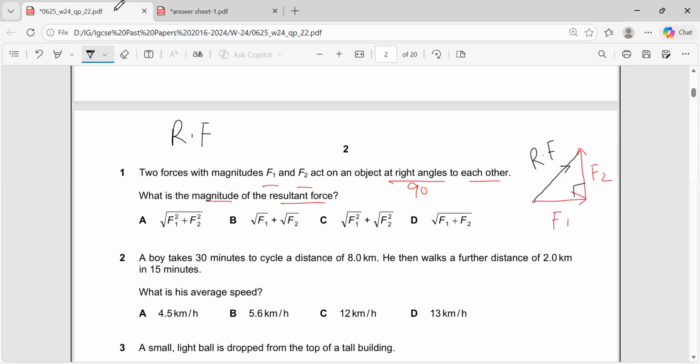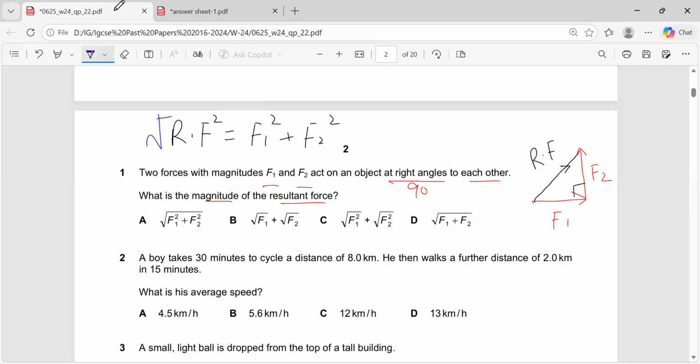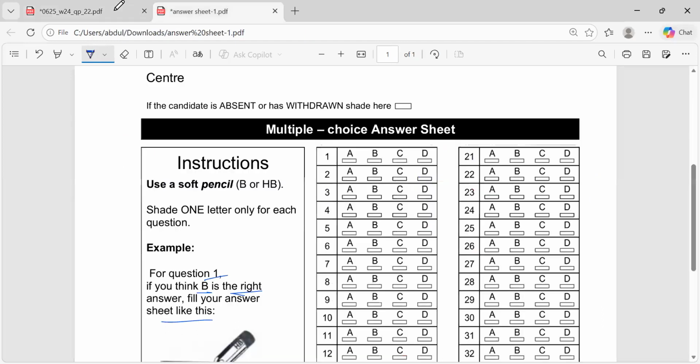So resultant force square is equal to F1 square plus F2 square, and we need only the resultant force. So it is very easy to take the root on both sides. This cancels, so the resultant force is simply the root of F1 square plus F2 square. Which option is correct? Of course, option A is correct. So now what to do? In the exam, no circling on the paper. Question number 1, answer is A. So you will shade it like this, roughly.